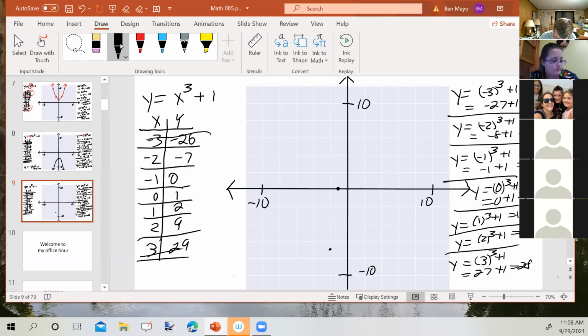-1, 0 would be there. 0, 1 would be there. 1, 2 would be there. And 2, 9 would be there. Now, this is still not as good as it would be if we made it even larger, but this is what this graph looks like. Okay.